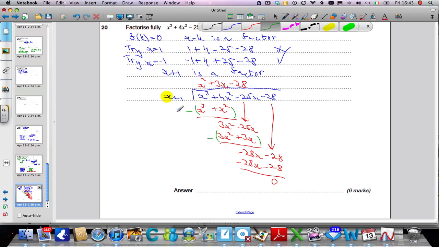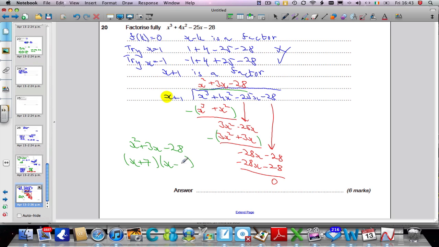Nearly there now. We have this expression here, which is a quadratic, so x squared plus 3x minus 28. And if we factorize this, so factors of minus 28 that add to give me plus 3, I'm thinking plus 7 and minus 4. So our factors are x plus 1, x plus 7, and x minus 4.